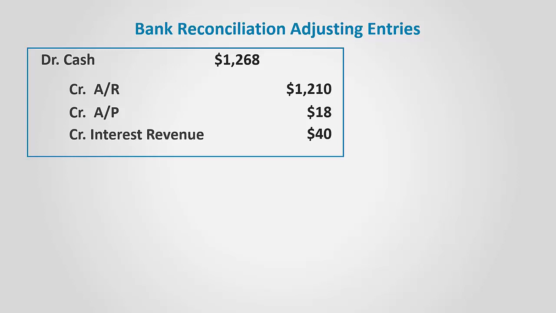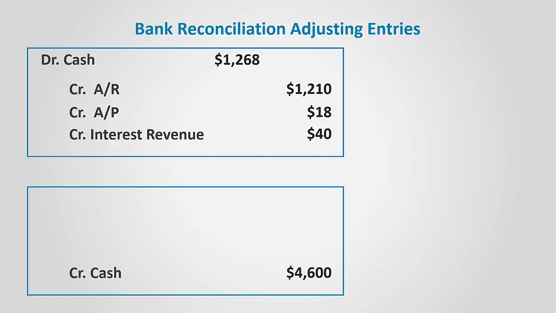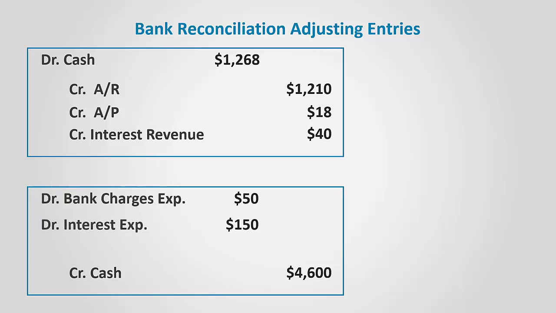Then another entry is added to record the decrease in cash. We credit the cash for $4,600, which is the total amount of cash reduction on the book side in the bank reconciliation. Bank charges is debited by $50. Interest expense is debited by $150, and accounts receivable is debited by $4,400, as it was previously credited when the customer provided the check that was later returned due to non-sufficient funds, or NSF.